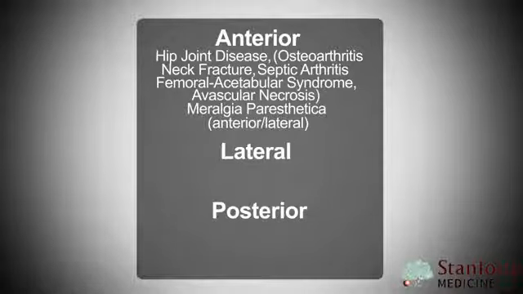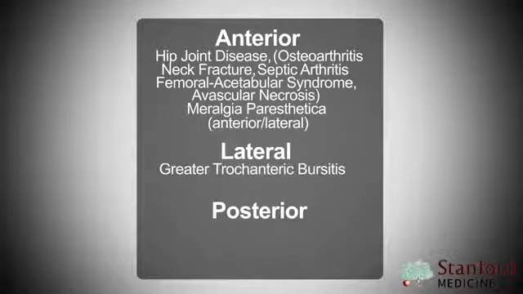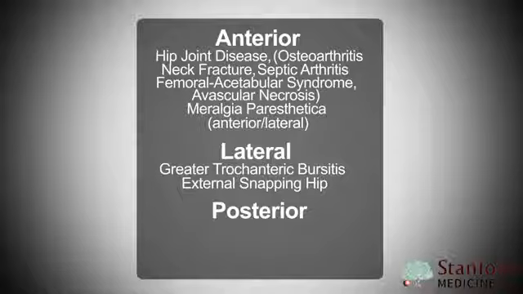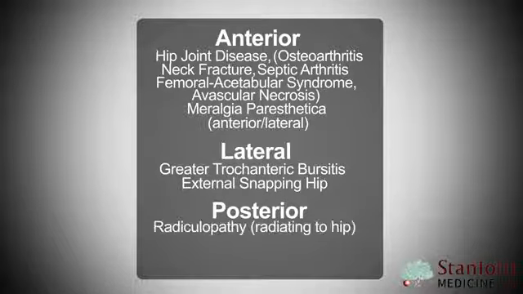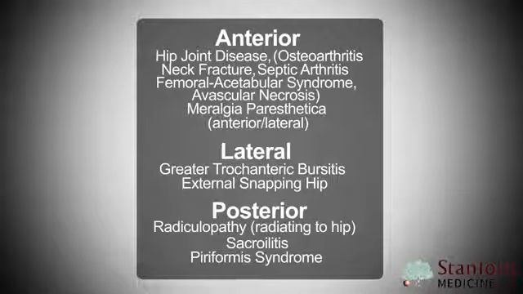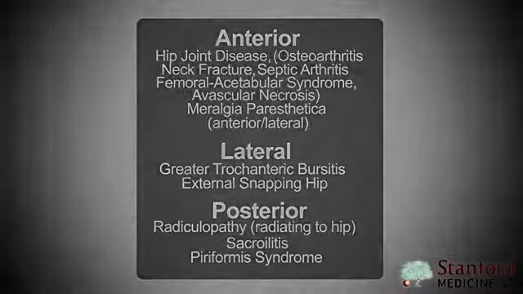Lateral. The differential for lateral hip pain includes greater trochanteric bursitis and external snapping hip. By far, greater trochanteric bursitis is the most common diagnosis with lateral pain. Posterior. Posterior pain includes radiculopathy radiating to the hip, sacroiliac joint pathology, and piriformis syndrome. Next, I'll demonstrate how to perform the examination for these diagnoses.